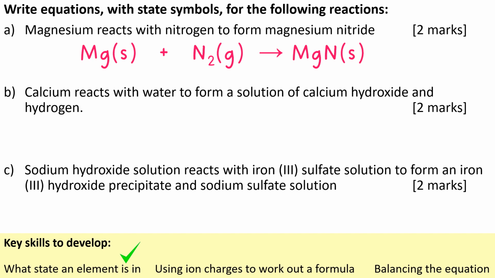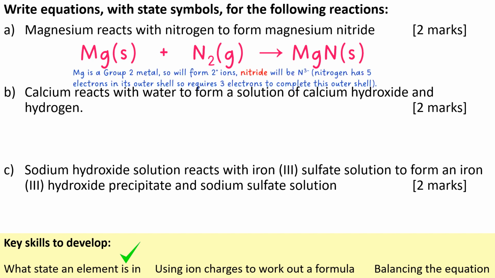Notice that I've put a 2 next to the nitrogen because nitrogen is a diatomic gas. That's a piece of knowledge you need from GCSE. So like hydrogen, H2, or oxygen, O2, or chlorine, Cl2, nitrogen is also diatomic. So magnesium is a group 2 metal, so it forms 2+ ions. So nitride will be N3-.